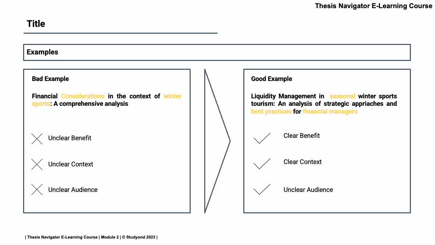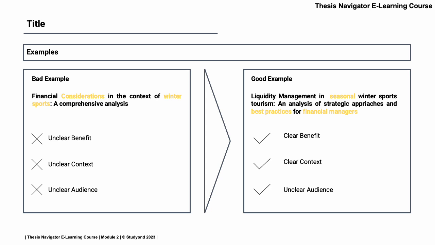An example of a good title can be seen here on the right side: Liquidity Management in Seasonal Winter Sports Tourism, an analysis of strategic approaches and best practices for financial managers. Why is this a good title? 3 reasons. First, the title addresses a very clear readership, namely financial managers. Second, the title shows a very clear benefit for the readership, namely an analysis and overview of best practices in liquidity management. Third, the title precisely specifies the context, namely liquidity management in seasonal winter sports tourism.